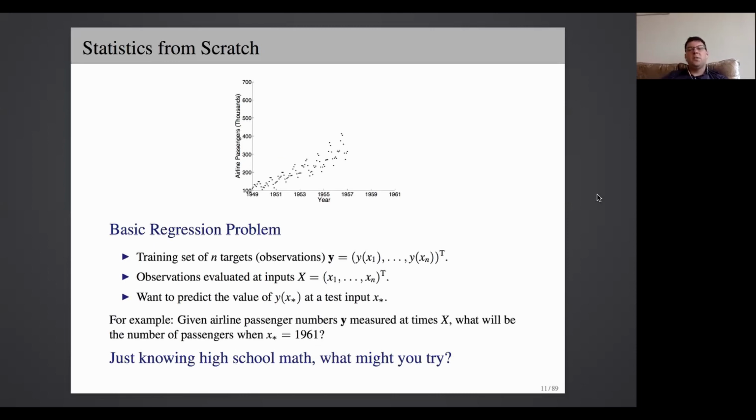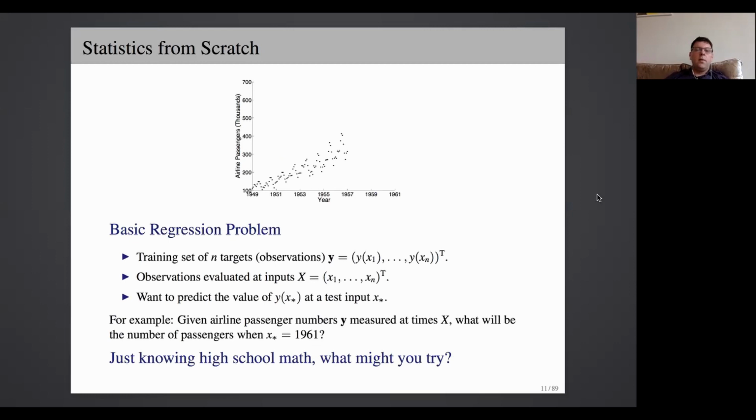Okay, so we'll start out from scratch, just forgetting everything we know about statistics and machine learning briefly. And we'll use this example to introduce a lot of notation that we'll use throughout the talk, and also to start really reasoning about model construction and generalization from first principles.